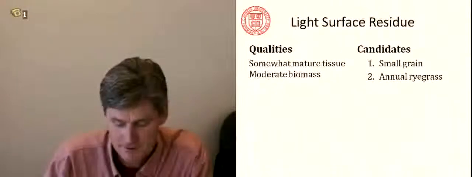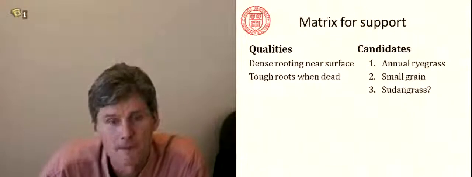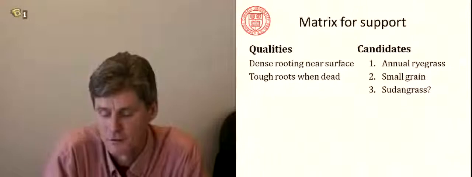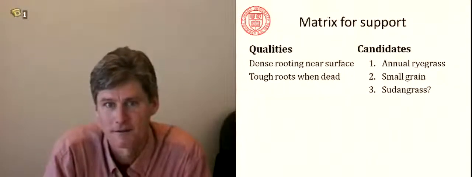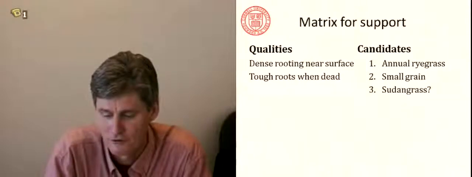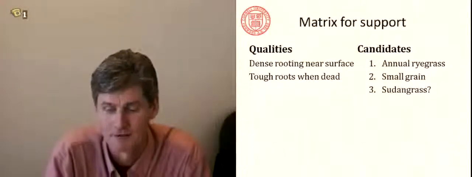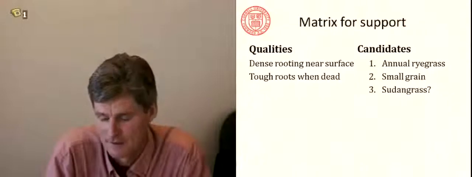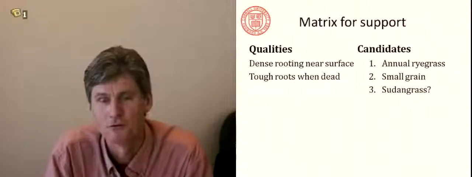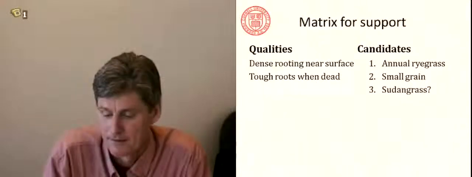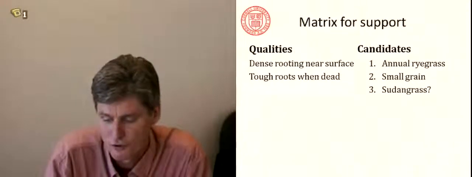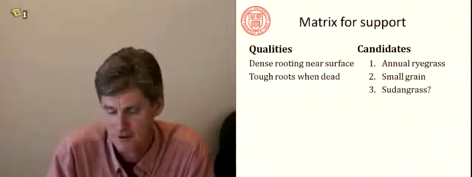So the next goal, the matrix for support. The characteristics you want that matrix to have, to really make a network that holds the soil particles together: you want a lot of rooting near the surface, and you want those roots to be pretty tough after they're dead. And so strong rooters, so turf grasses are a great example of this.